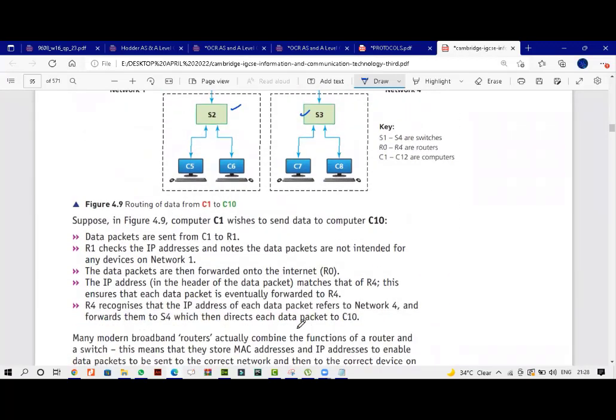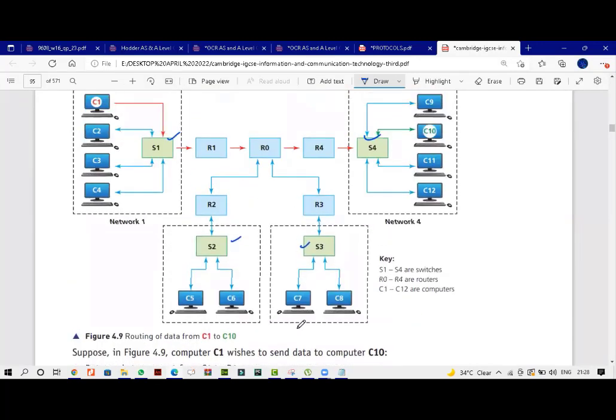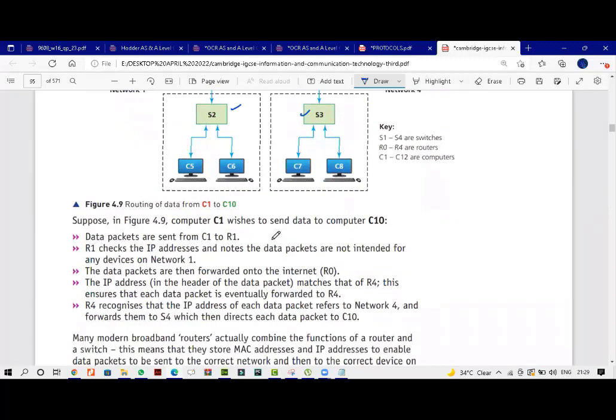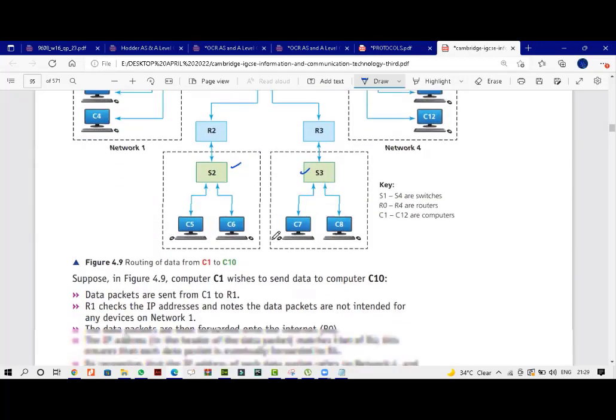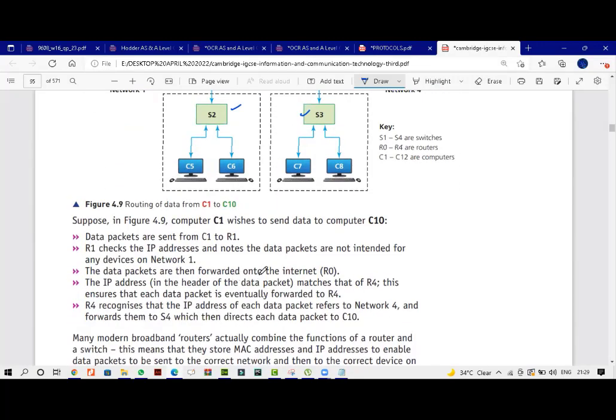The packets are then forwarded onto the internet, R0. Obviously from R1 they're forwarded into R0. The IP address in the header of the data packets matches that of R4. This ensures that each data packet is eventually forwarded to R4. You can simply mention it. R4 recognizes that the IP address for each data packet refers to network 4.